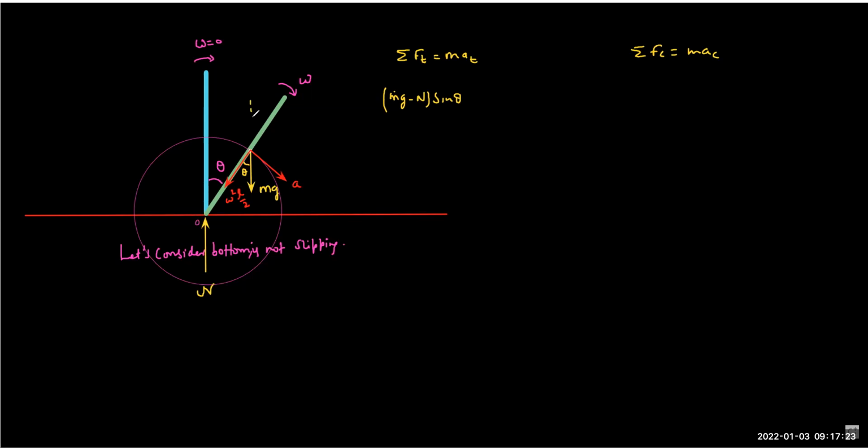You can bring the normal here, at the center of mass, and then take the component. So this is theta, this is theta. So mg sin theta is supporting and N sin theta is opposing, isn't it? This is the N sin theta, right? And this is the mg cos theta.